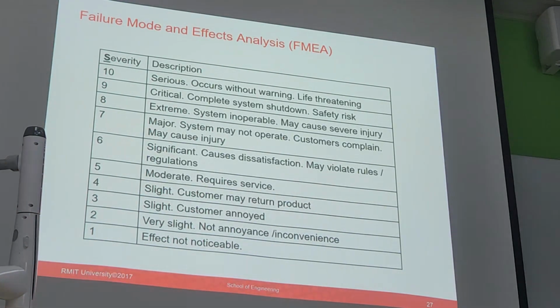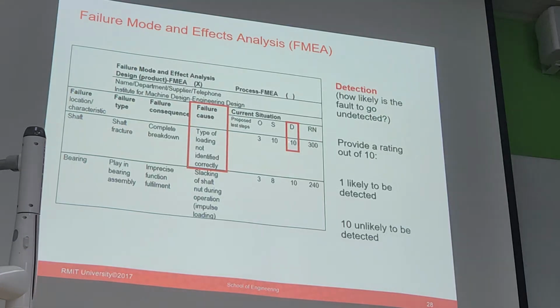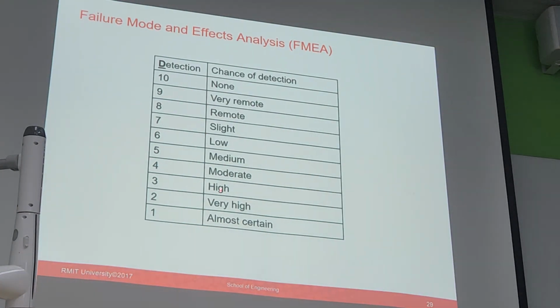This is for S. How about D? Non-detection. Yeah? Non-detection for this case is 10. It means we cannot detect. So it comes from here. You see? None is 10. Chance of the detection none is very bad. You cannot detect. Almost certain, it means 1. So between 1 to 10.